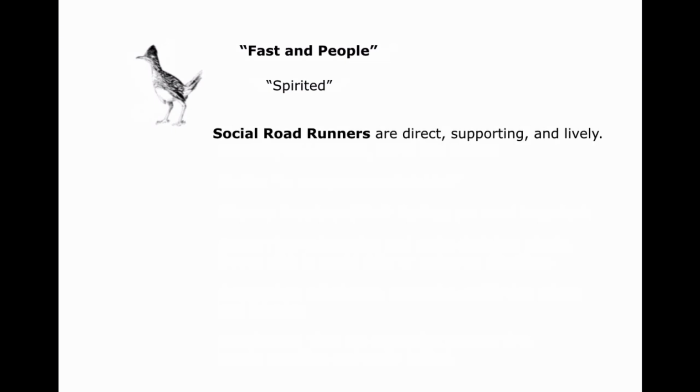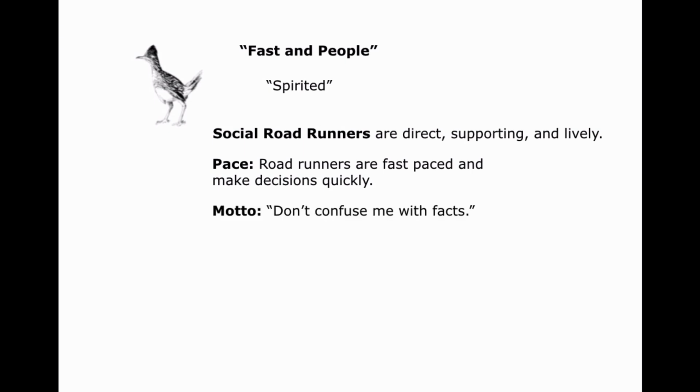If fast and people are your two characteristics, you're a roadrunner. You're spirited, direct, supporting, and lively. The roadrunners are fast-paced. They make decisions quickly. Don't confuse me with facts. They're emotionally run. They're the type of people that go in a supermarket line, just see something at the counter there and grab it and buy it. They're impulsive. Their theme is "we got fun."